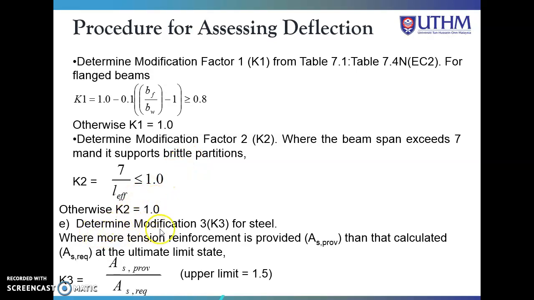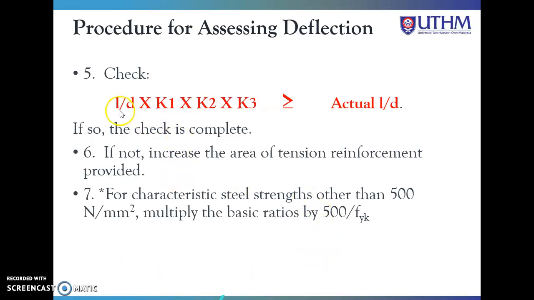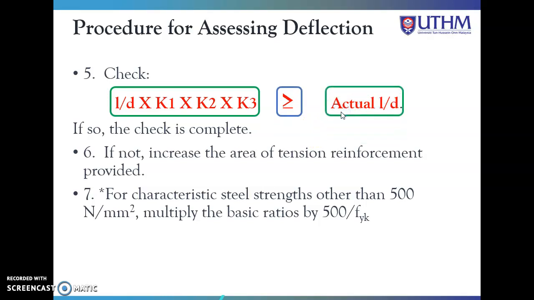Okay. So, the third one is to determine the modification factor K3 for steel. So, we need to calculate the K3. K3 is As provided divided by As required. Then we need to check the L over D ratio times K1, K2, K3 that we have calculated. It must be greater than the actual L over D. Okay. If so, the check is complete. If not, increase the area of the tension reinforcement provided.